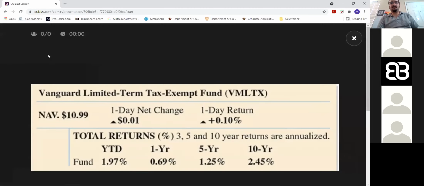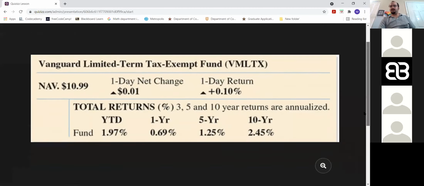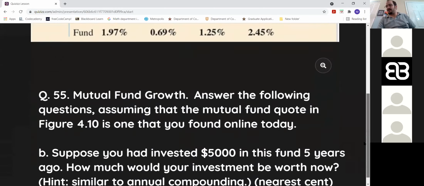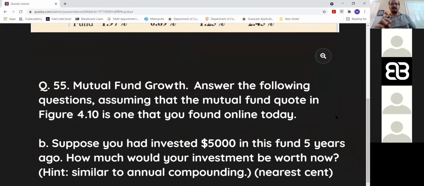Wait, I missed the quick little review for the last slide. What numbers did it say you were supposed to divide again? We're dividing 5,000 by the 10.99 per share. Okay. To get 454.96.